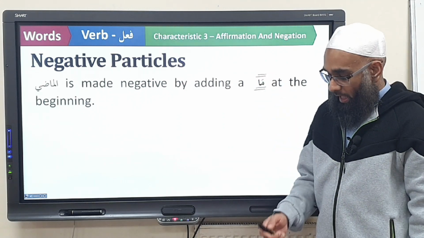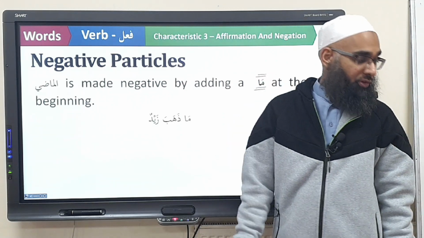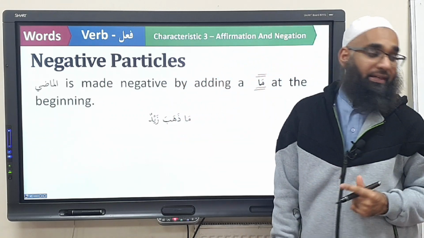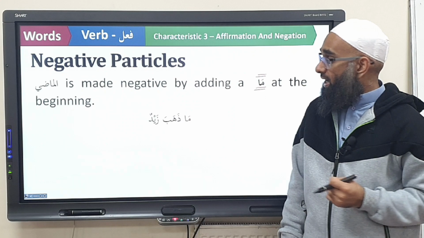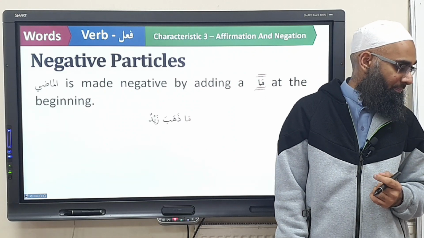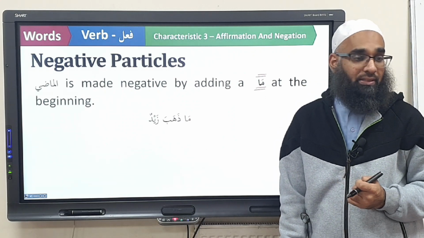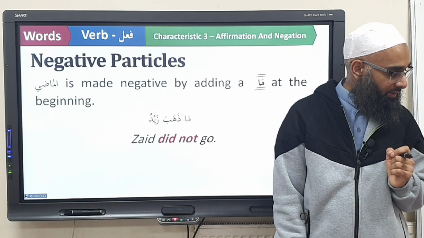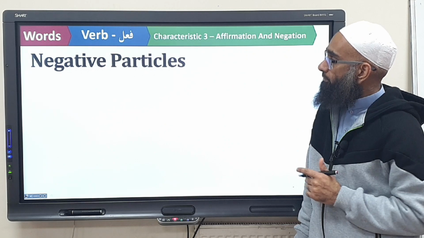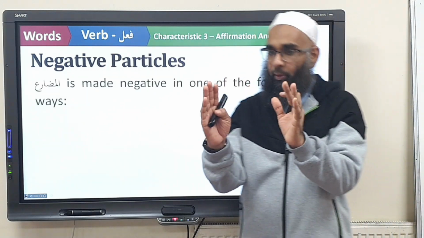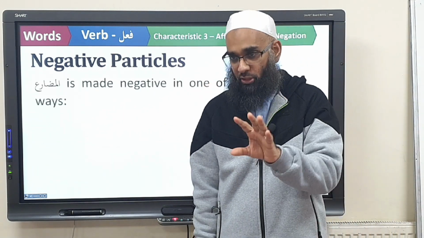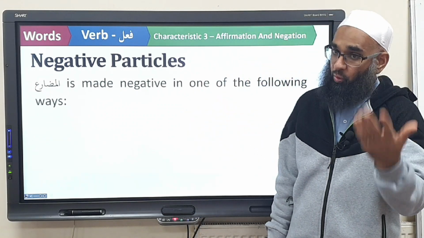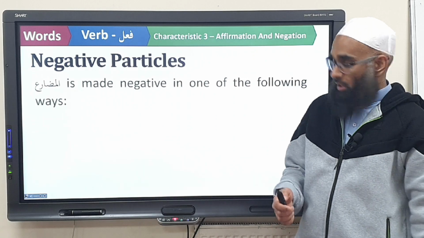Yes? If you add ma before the verb, which verb? Al-madi. The madi becomes what? Negative. So dhahaba Zaydun, Zayd went. Ma dhahaba Zaydun, Zayd did not go. So ma makes al-madi negative. Number 2, so it's only one particle. So only one particle of negation comes on the madi, which is ma. On mudhari there are quite a few of them. We'll go through them bit by bit.